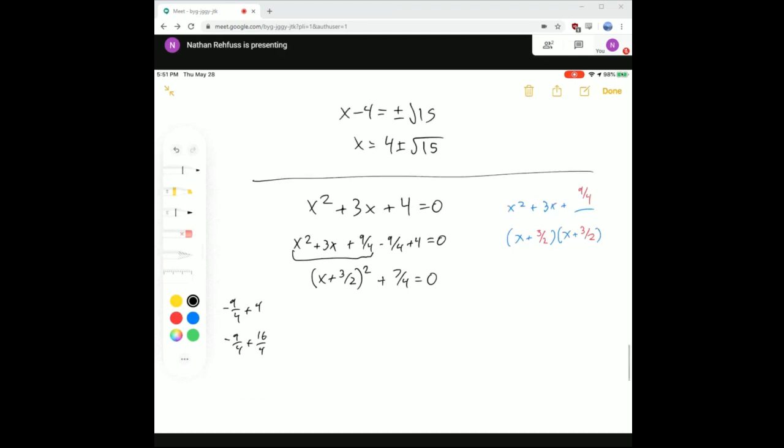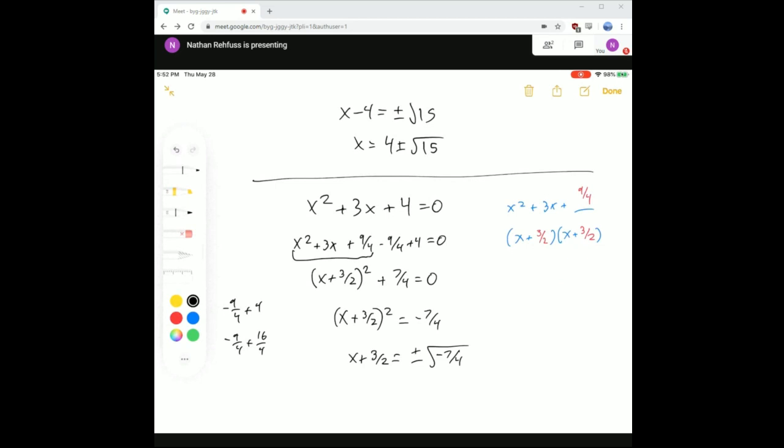Oh, bother. And then things go from bad to worse. We have to subtract the 7/4. x plus 3/2 squared equals -7/4. Now we'll use the square root property. Oh, bother. x plus 3/2 is either positive or negative the root of -7/4. Well, boy howdy, it's a good thing we know how to take the square roots of negative numbers now, isn't it?